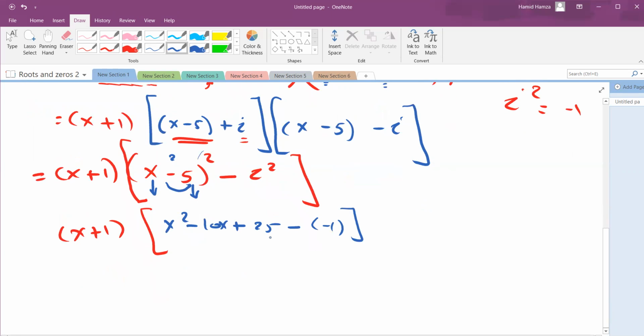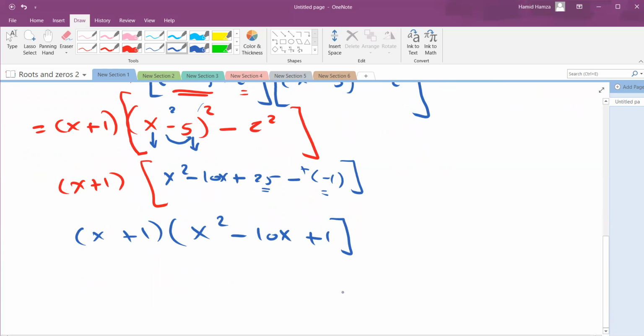So we wanted to collect like terms here because we have negative 25. Negative 1 will be positive 1. So the last one, x plus 1 multiplied by x squared minus 10x plus 1. Now the last one, we wanted to multiply this bracket by these 3. So we'll take x, multiply all of them by x, then multiply all of them by 1.